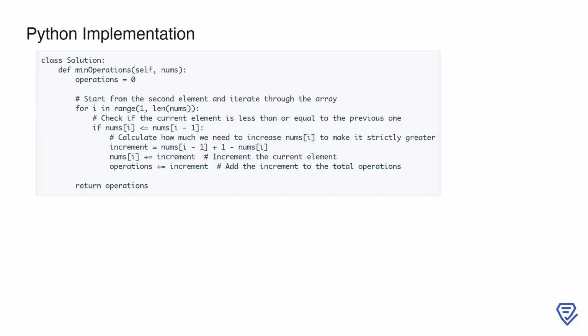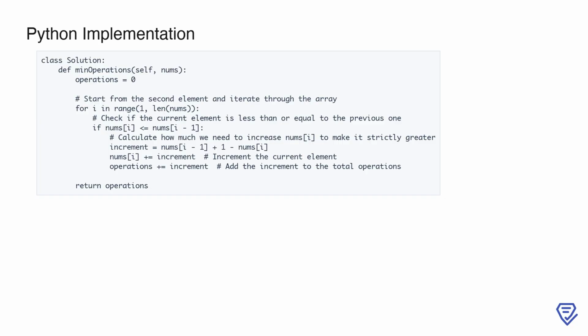4. Calculating the required increment. To fix this, we calculate the amount by which the current element, nums[i], needs to be increased. This is given by nums[i-1] plus 1 minus nums[i], ensuring that nums[i] becomes just greater than nums[i-1]. 5. Updating the current element. We increment the value of nums[i] by the calculated amount to make it strictly greater than the previous element. 6. Updating the operations count. We add the increment value to the operations counter to keep track of the total number of operations performed. 7. Returning the result. After processing all elements, the final value of operations is returned as the result.